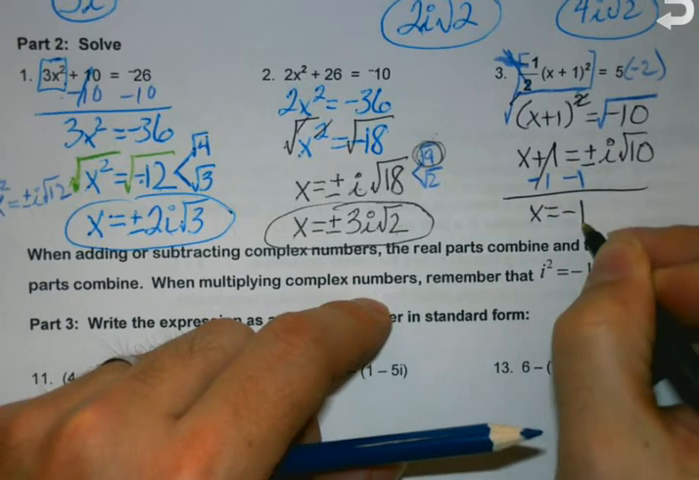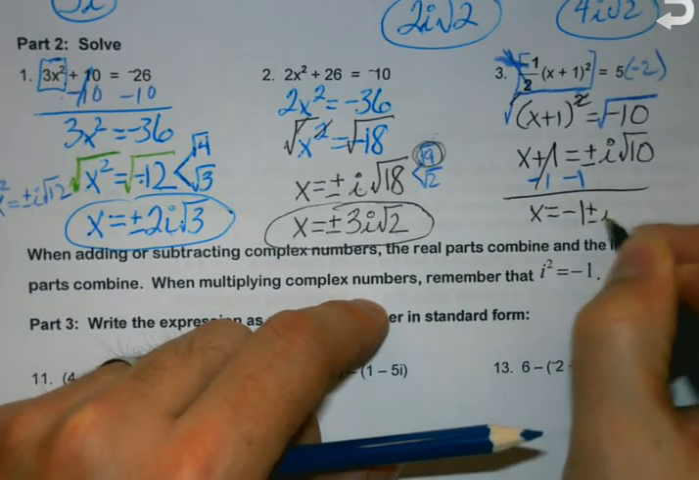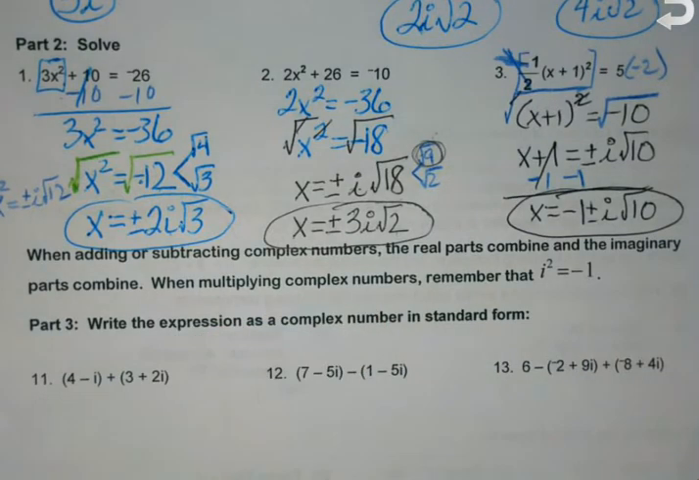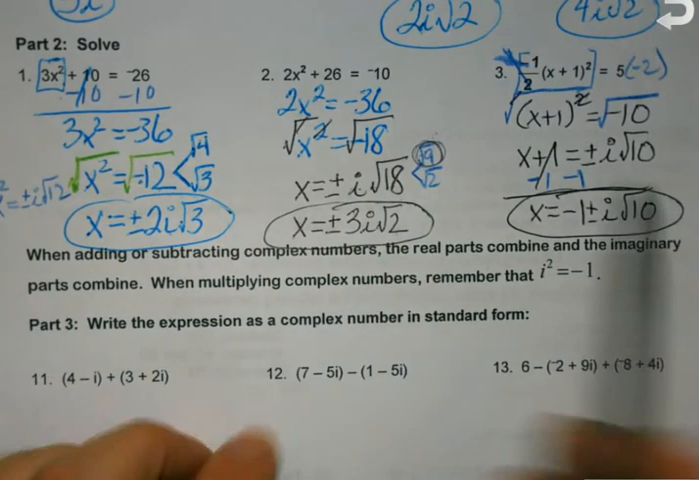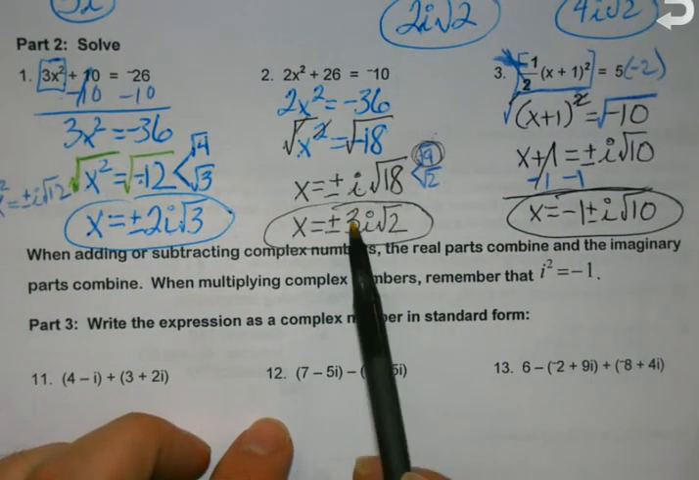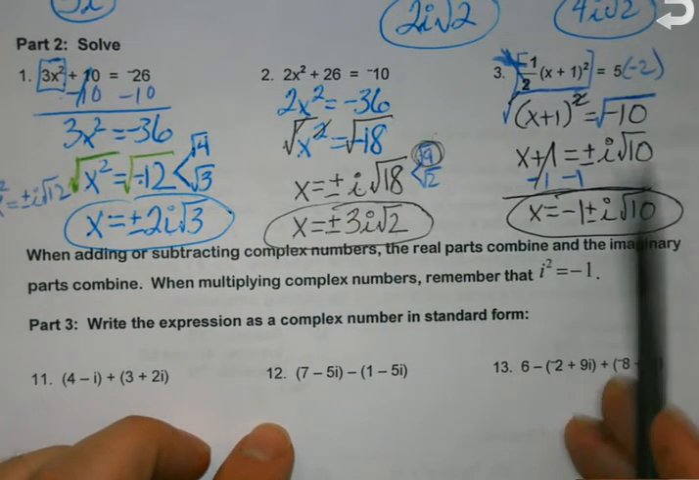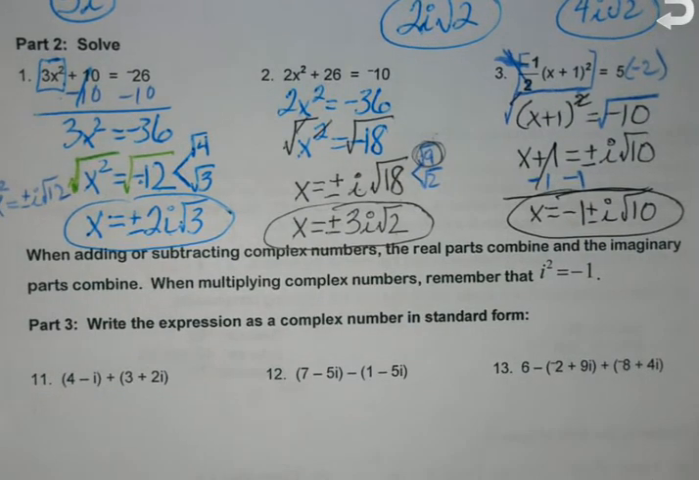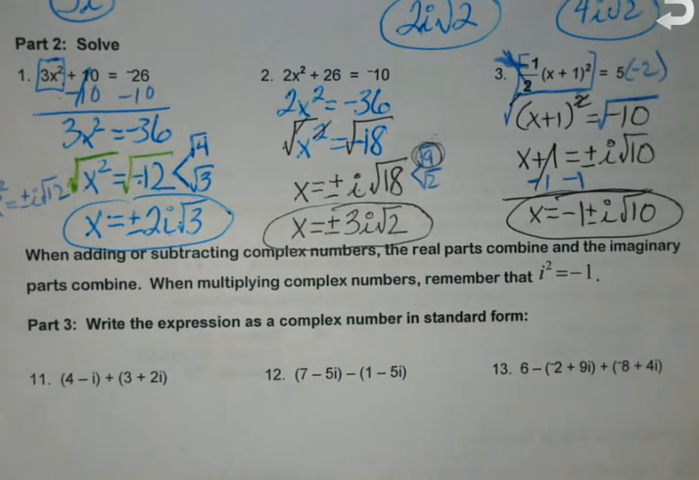So negative 1 plus or minus i plus square root of 10. My form is going to look a little different depending on if I can break down the radical. Okay, that'll go with my i. But if I can't, whatever comes over is just going to sit there in front. And we really want to work on keeping it in that form.